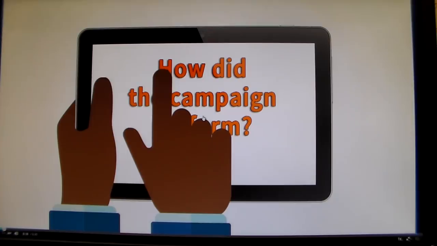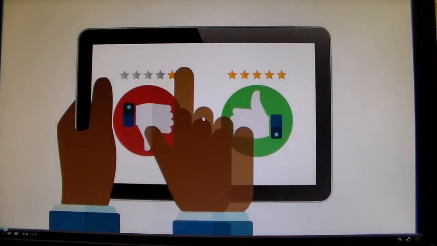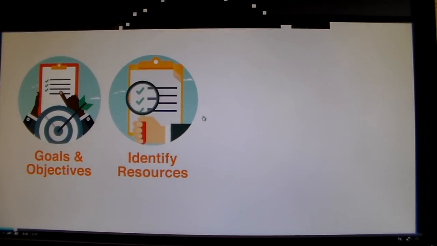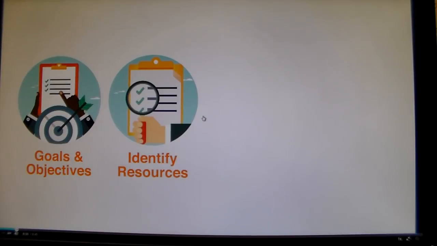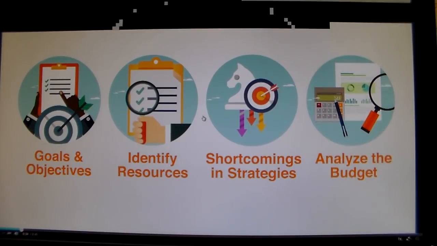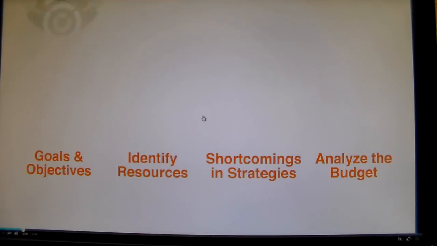Was your social media program successful in reaching the goals you set to achieve? Evaluating social media performance is important for many reasons, such as it shows the impact of social media on a company's overall goals and objectives. It allows marketers to identify where their resources and efforts were efficiently allocated. It identifies shortcomings in strategies, content, and communication, and it aids in analyzing the budget for the campaign.